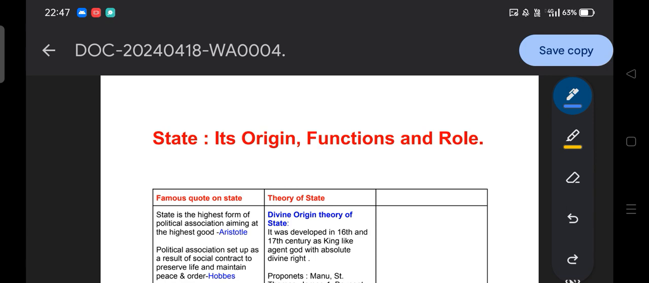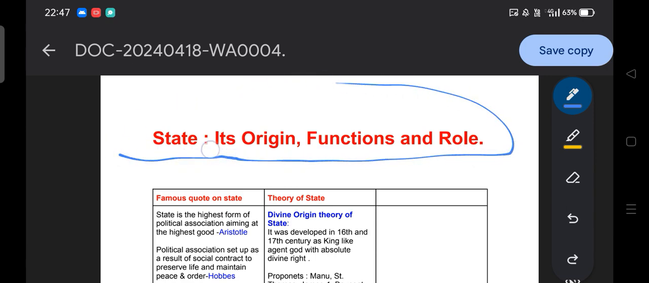So, as mentioned on the screen, we will discuss the topic of the state: its origin, function, and role. All of these things we are going to discuss here. Before discussing, let's understand its background with respect to our examination.